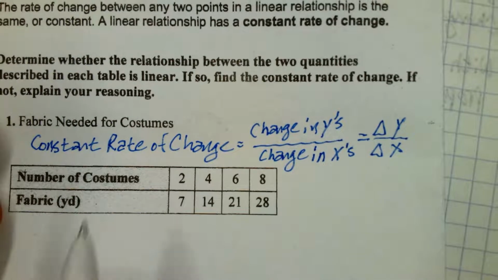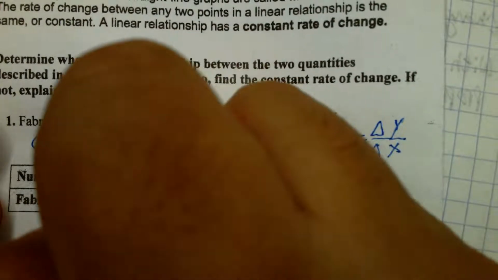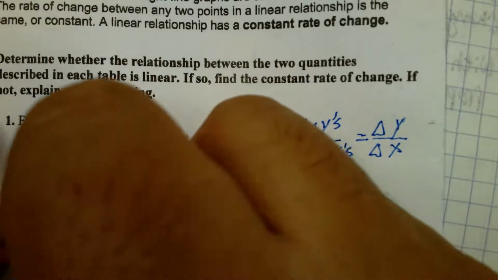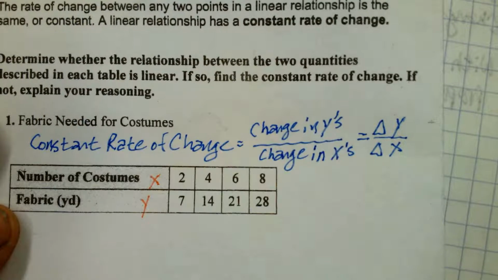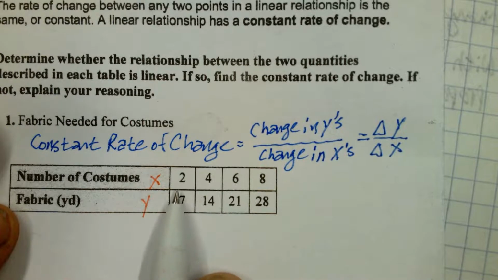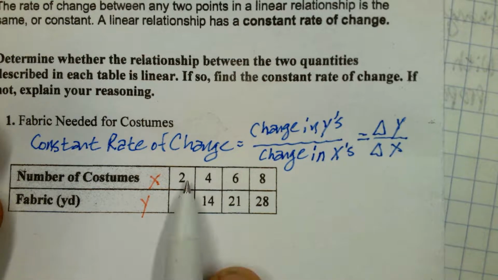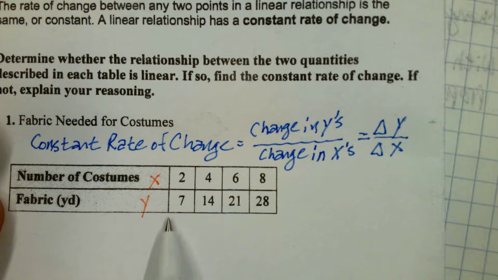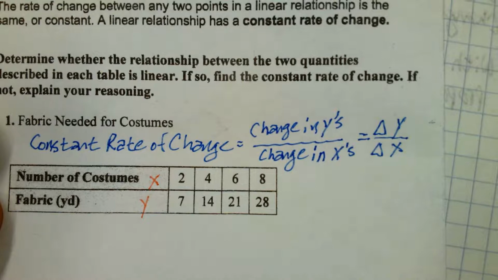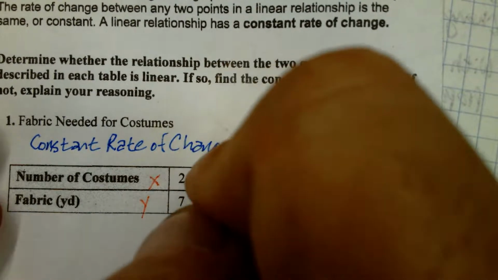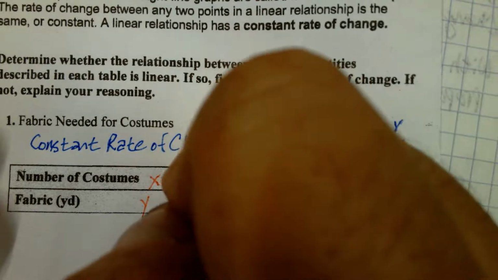Let's look at number of costumes. That's going to be our x value. And fabric in yards, that's going to be our y value. So this is fabric needed for costumes. So we have number of costumes 2, 4, 6, 8. And then fabric needed in yards 7, 14, 21, 28. Okay, so we're going to look at the change as we progress.